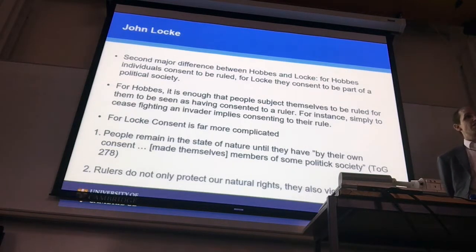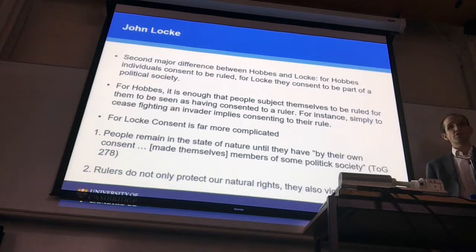Now this changes the nature of consent for Locke as compared to Hobbes. Hobbes sees consent as resting in mere subjugation. Merely allowing yourself to be ruled is, for Hobbes, to consent to being ruled. And this is most obvious when Hobbes talks about invasions and sovereignty by acquisitions. That if one sovereign takes over the realm of another sovereign, and the subjects of that other sovereign cease to resist the invasion, then they have consented to be ruled by this new sovereign.